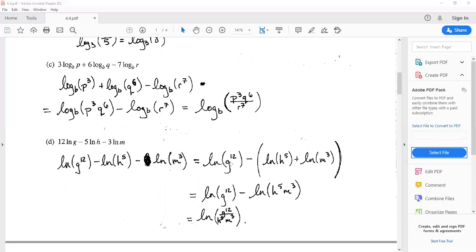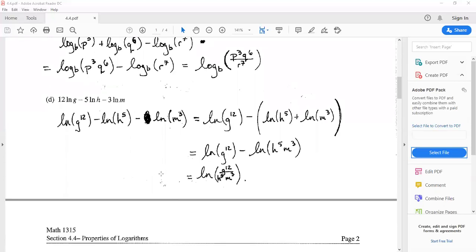So we have really natural log of g to the 12th minus the quantity natural log of h to the fifth plus natural log of m cubed. Now in here, I have a sum, so I can turn that into a single logarithm. So my next step will say that I have natural log of g to the 12th minus natural log of the product h to the fifth times m cubed. And now I'll invoke rule number 6 and take the difference here and turn it into the logarithm of the fraction. So the final answer is natural log of g to the 12th divided by the product h to the fifth times m cubed.